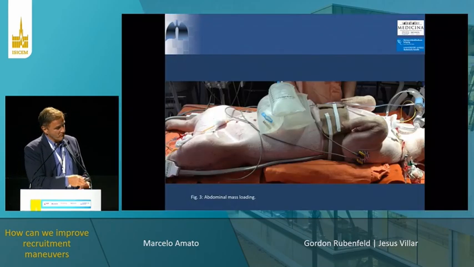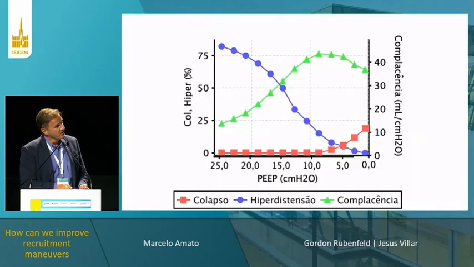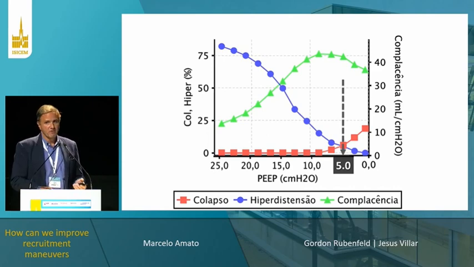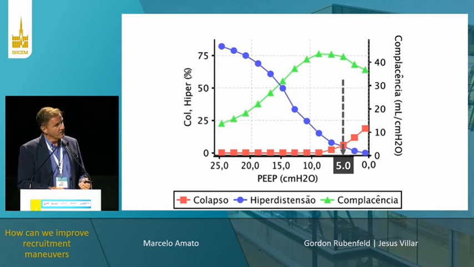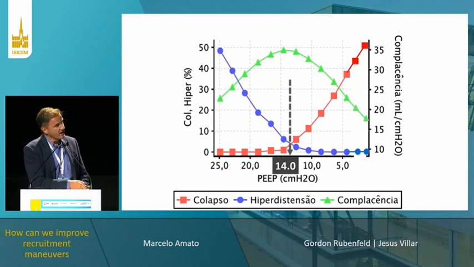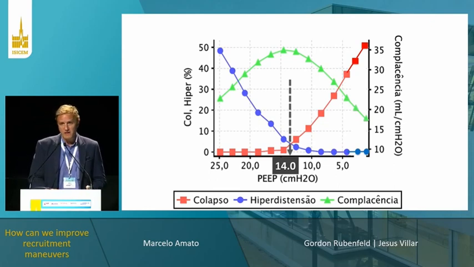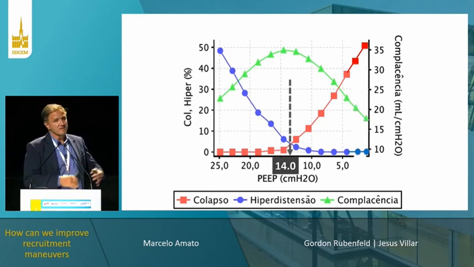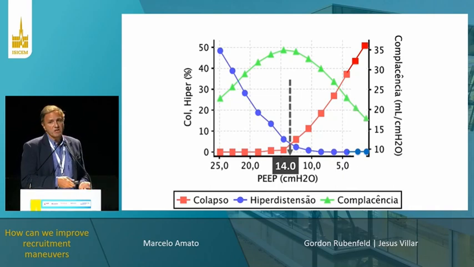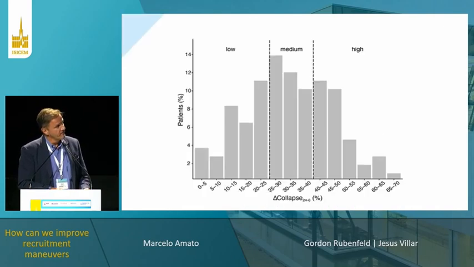Another example: if I put some weight on top of the pig, this was the curves before the weight. So this animal would be very fine with a PEEP of 5, but after the weight, there is a complete shift of all the curves to the left, and now this animal is going to be fine with 14 after putting some weight. So this is a model of obesity, and obese patients behave exactly in this way.